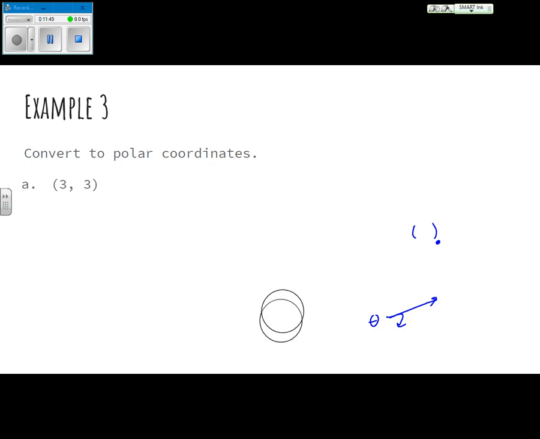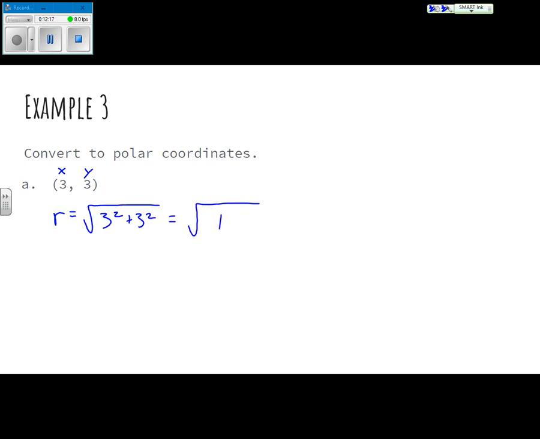So I'll try this 3, 3. We convert it to polar coordinates. Okay, so let's just do r first. My r is just going to be the square root of x squared plus y squared. So 3 squared plus 3 squared. I did this in a previous video. So 9 and 9, that's the square root of 18. Square root of 18 is 3 square root of 2.